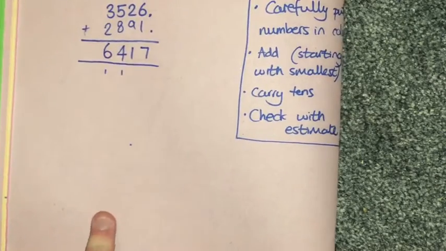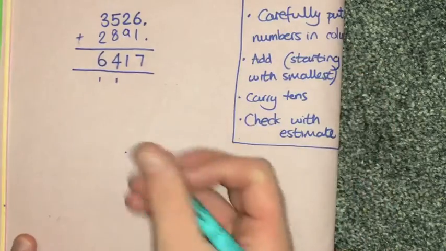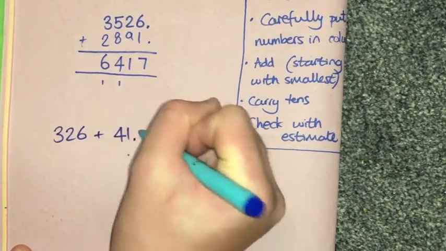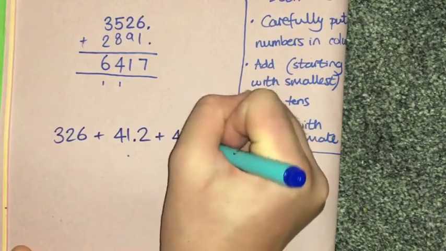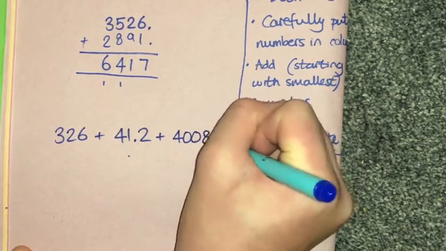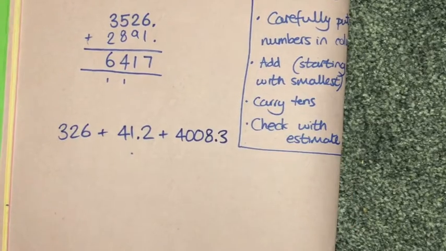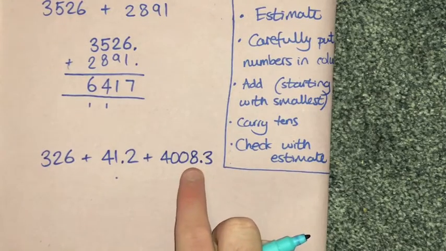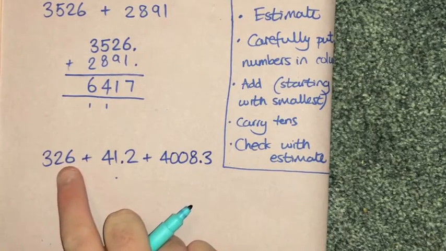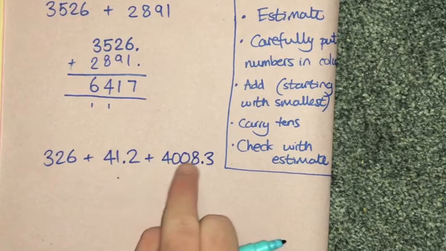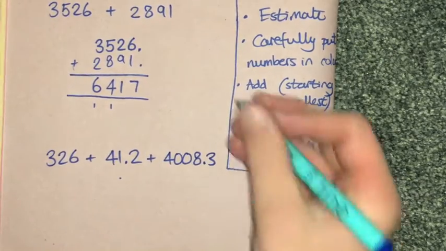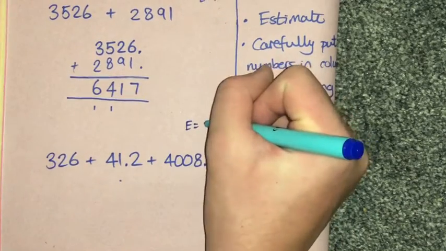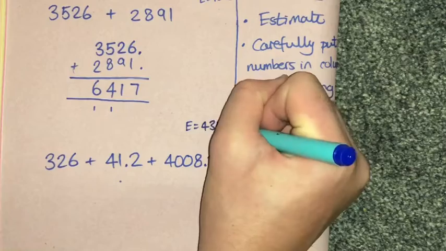Okay, let's move on to slightly trickier stuff. So let's say we have got a question like 326, add 41.2, add 4,008.3. Okay, it all works off pretty much the same. So I'm going to estimate, well, that's very close to 4,000. That's very close to 300. That's going to be 40-ish, obviously. So my answer should be around 4,000, well, 4,300 and a bit more. I'm going to say 4,350.